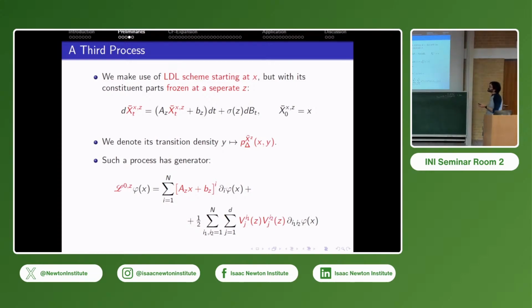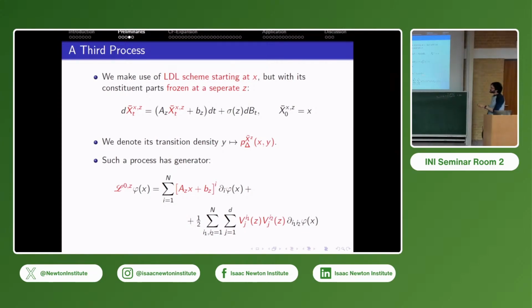All right, let's see. So if this z was equal to x, we are getting this LDL, all right? This linear approximation, this linear SDE, which approximates the correct SDE. And then I'm setting up some notation here. So this is for this funny process where I have pinned the drift values at some z which is different than x, the starting value. And this has a generator.